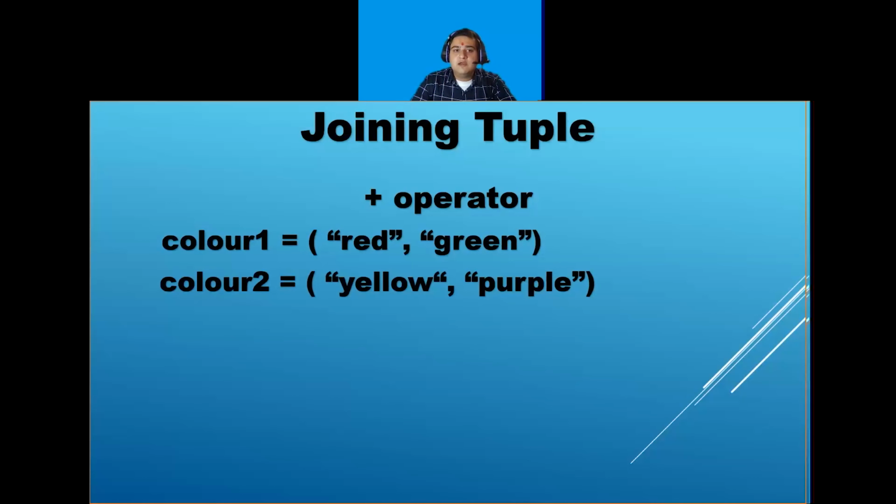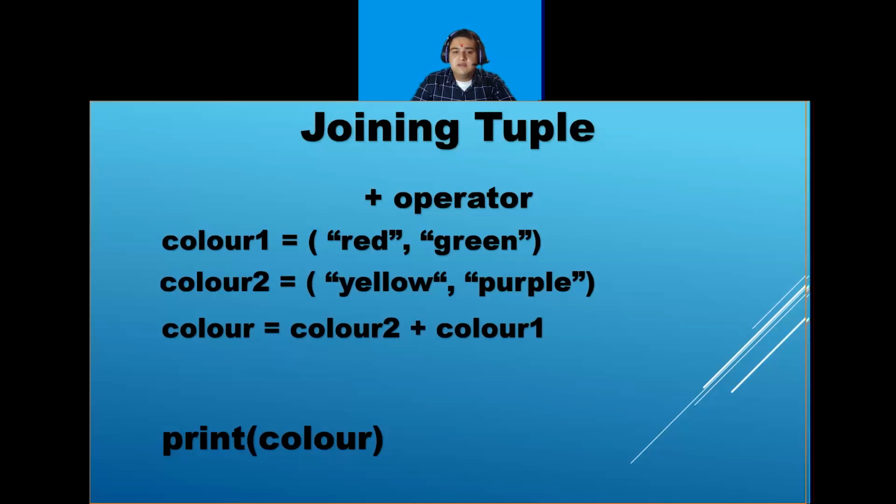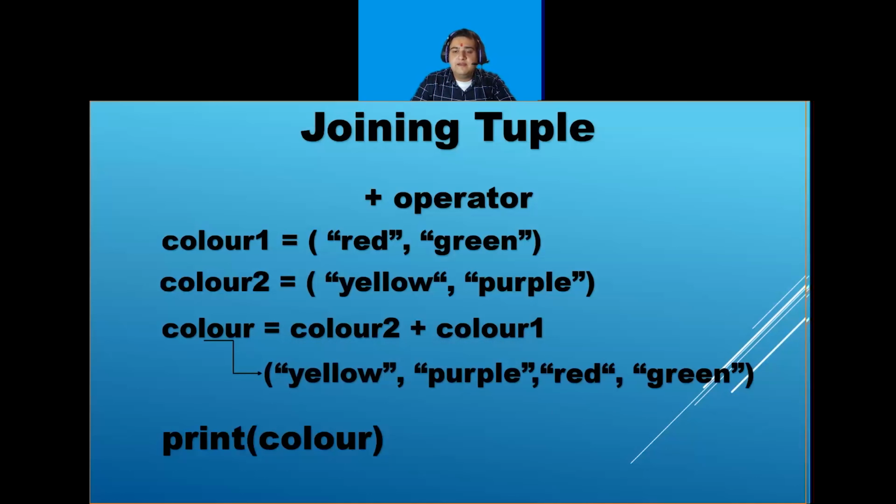Now if I want color2 elements first and then followed by color1 elements, I will simply write color is equal to color2 plus color1. It means that color2 elements will be written first, followed by color1 elements. So if I print color, it will give me my output as yellow and purple first, followed by red and green. So it is joining two tuples.